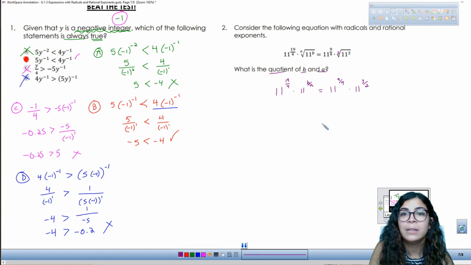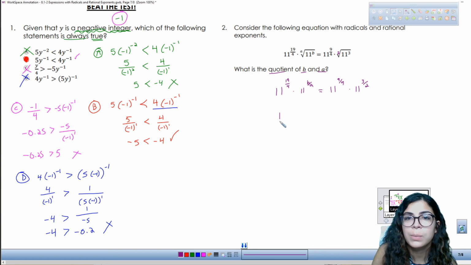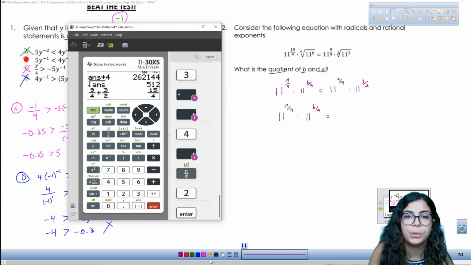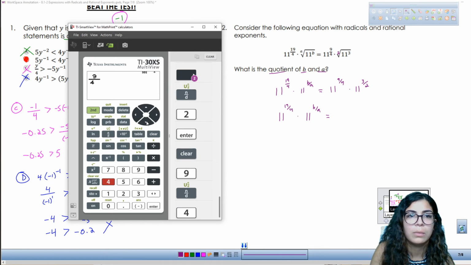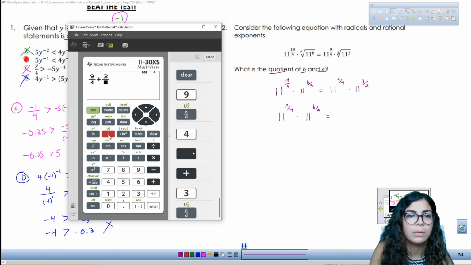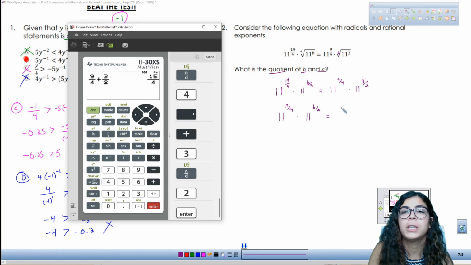Okay, so I need to find b over a, right? I need to figure out what are these two divided together. I need to find b, I need to find a, and then I need to divide them. So I need to isolate this term. And all of these bases are 11, so I can actually add these two together, right? So that's what I will do first. I'm going to go ahead and add 9 over 4 plus 3 over 2. That's 15 over 4.